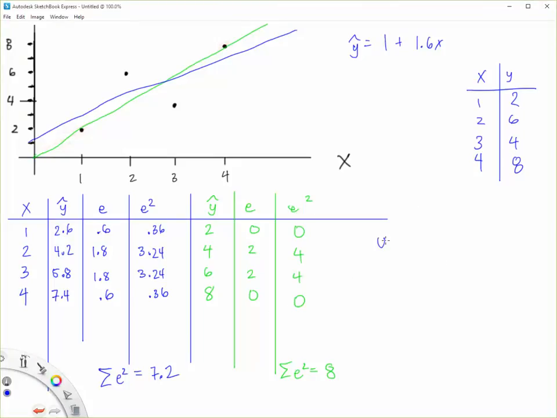Okay, so using the OLS criteria, the blue line is the better fitting line.